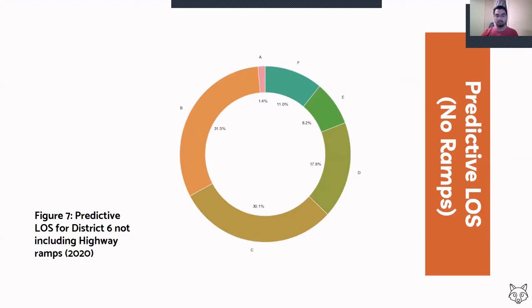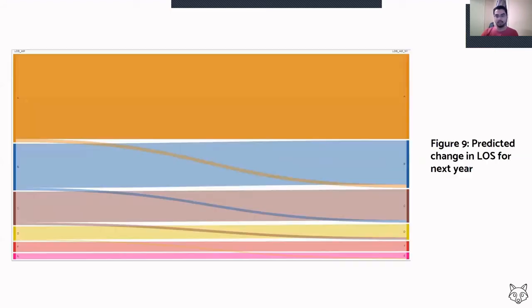Now, moving forward from the pie charts, we have a different way to visualize the difference in LOS from one year to the next. In this case, we have an alluvial chart which shows the transition from the LOS of the current year, which is 2019, to the predicted LOS for 2020. And you can see again, just like in the pie charts, that there is not much difference, with just a small percentage of each road declining in terms of LOS.